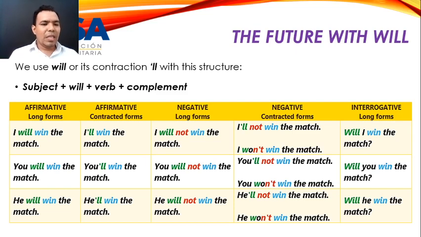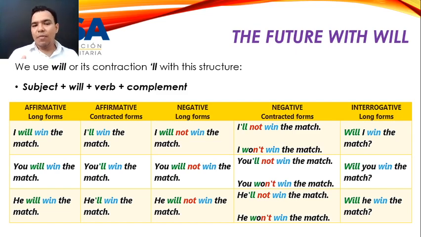And remember, the structure of the future with will is really easy. You just need the auxiliary will plus the verb, and the verb doesn't change in any person. For all it is the same: I will, you will, he will, she will, we will, they will, and after will you need the verb. I will win, I will travel, I will relax, I will sleep at night.